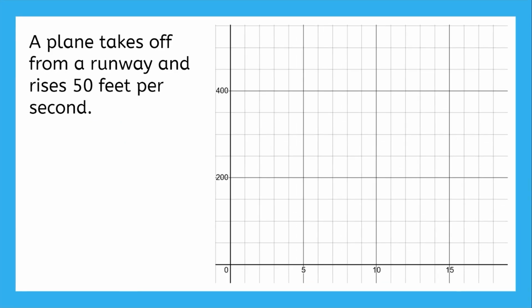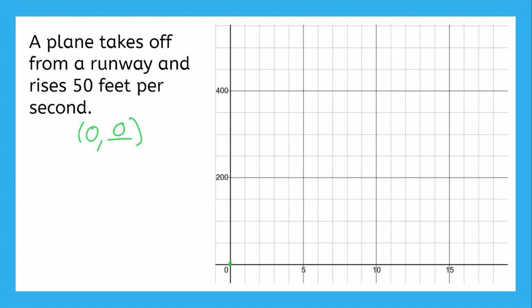Next one. A plane takes off from a runway and rises 50 feet per second. 50 feet per second will clearly be the slope. But where's the y-intercept? The y-intercept has to represent what happens before takeoff, but the problem doesn't need to tell us the y-intercept because it's common sense. Before takeoff, the plane is still on the ground. So its height is 0 feet.